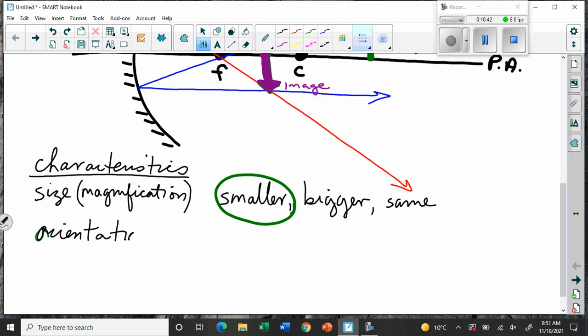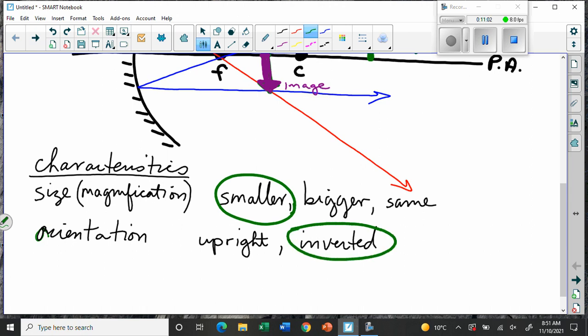Orientation. And of course, it's either going to be upright or inverted. Those are the two options that we have here. And if you look at ours, you can see that it is inverted. It is upside down, right? The arrow's pointing upside down. So we say it's inverted. Okay? Good.